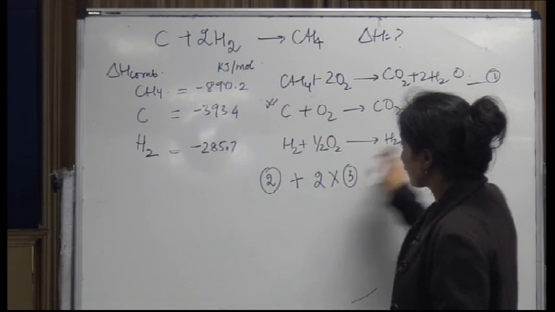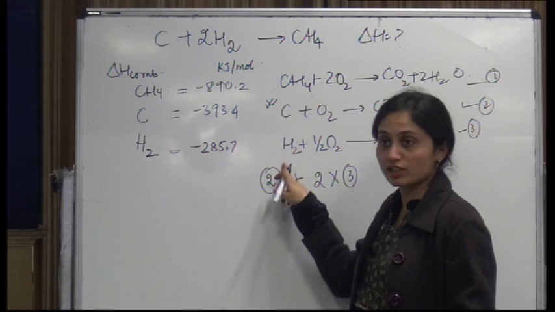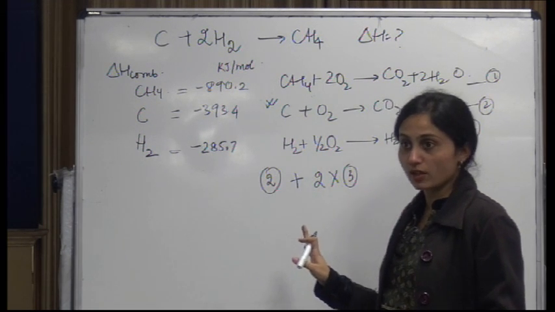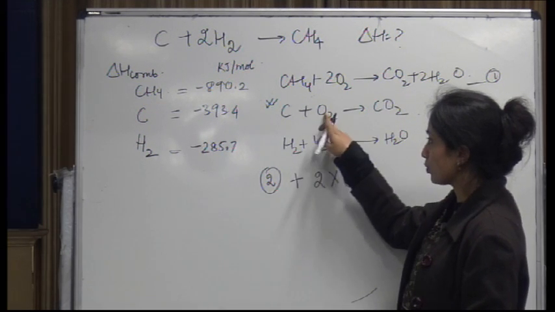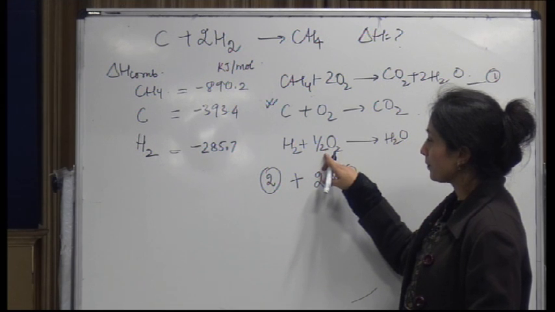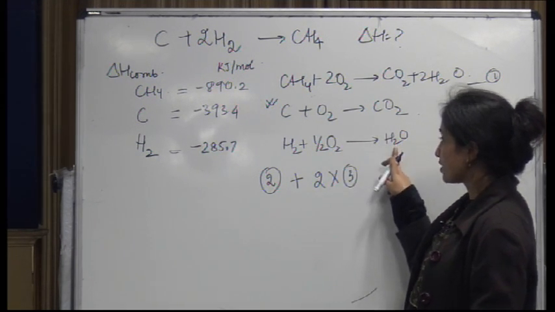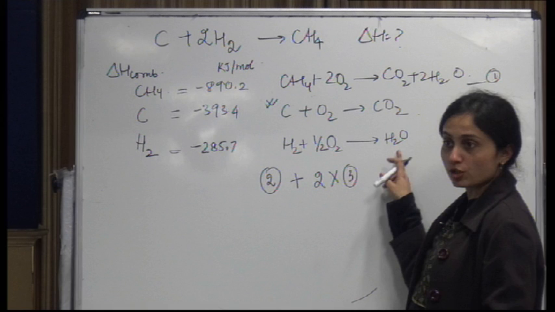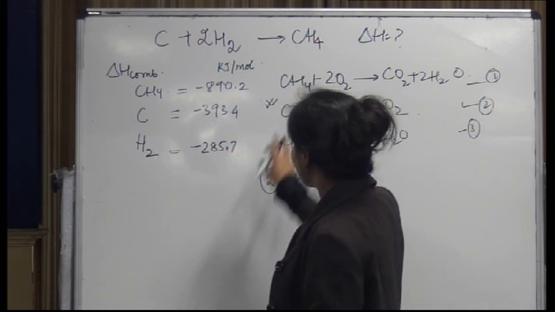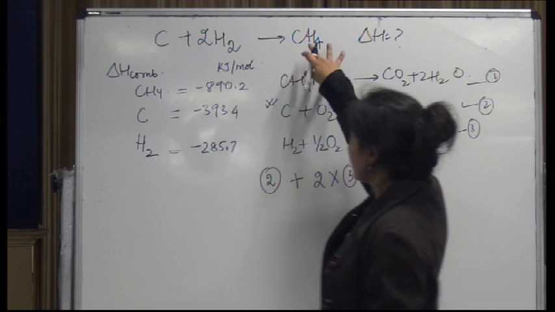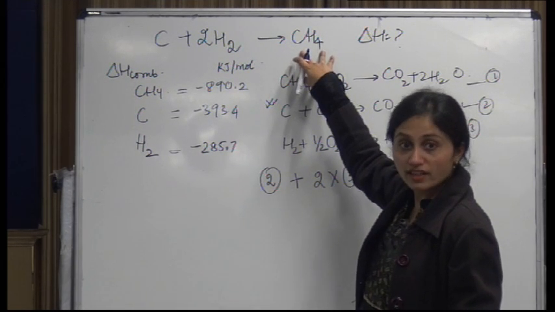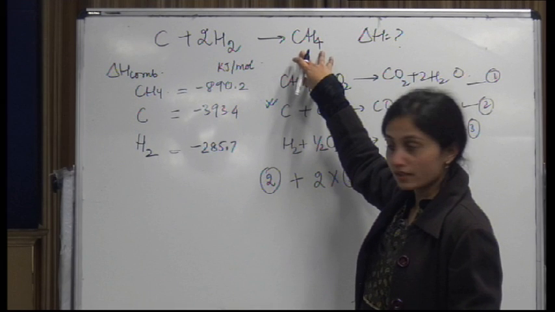So twice of equation number 3 will give me C plus 2H2. In a way the left hand side has come, so it will be C plus 2H2 plus 2O2 plus CO2 plus 2H2O. This net equation will come. Whatever it is, we concentrate on what we want, and then we want methane on the right hand side. Here I have methane on the left hand side.